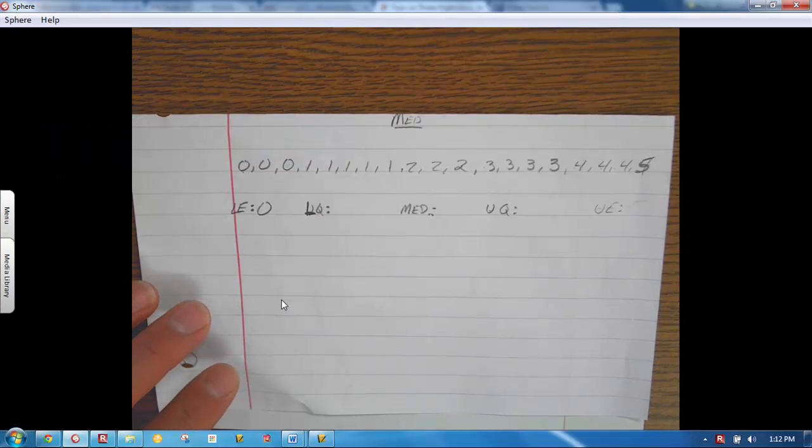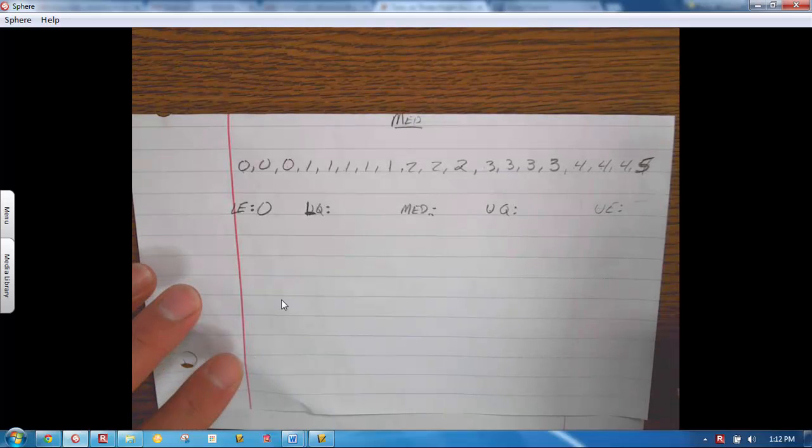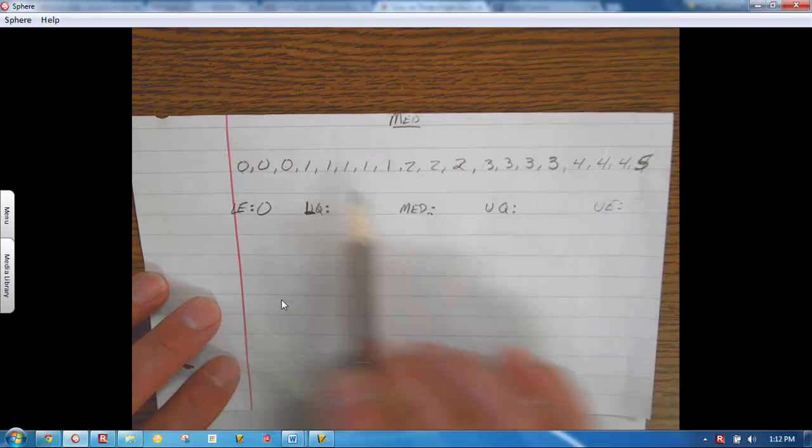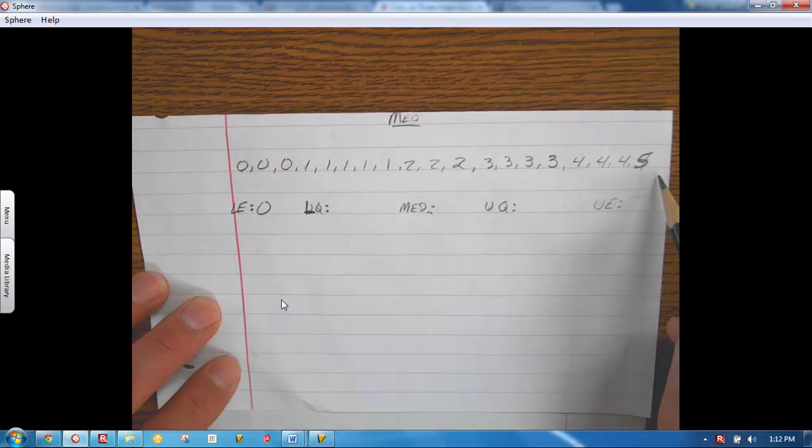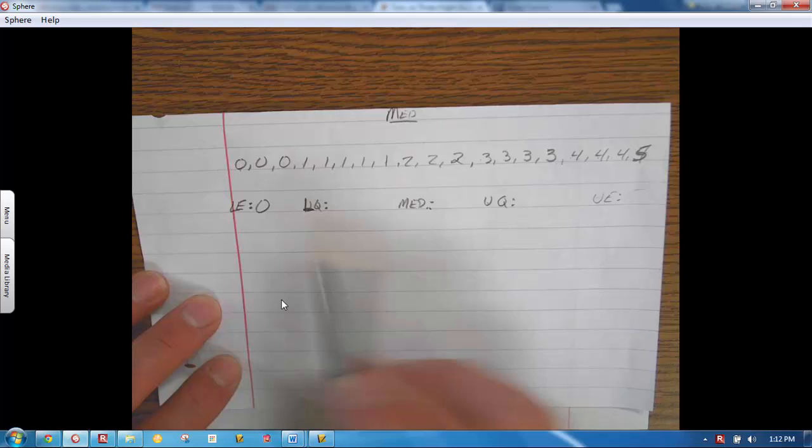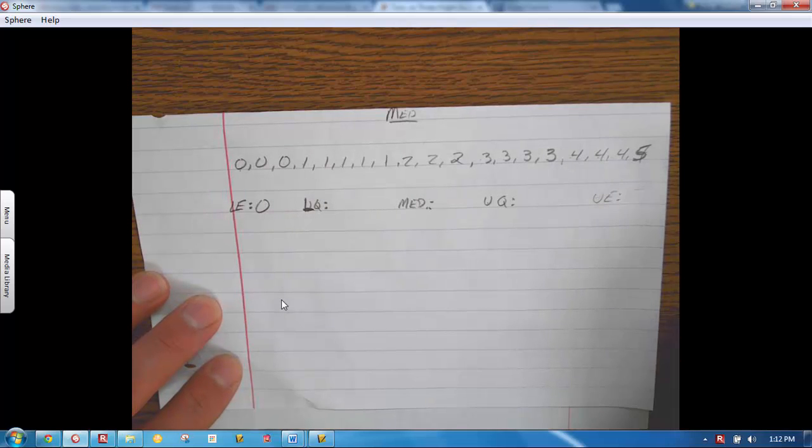Alright guys, we're going to take a look today at how to make a box and whisker plot. So I've got some data from one of our classes. I asked you guys how many pets you own, and this was the data collected from 4th hour.